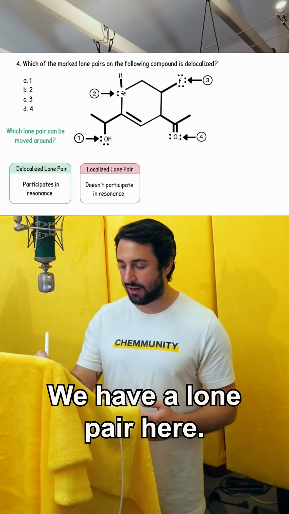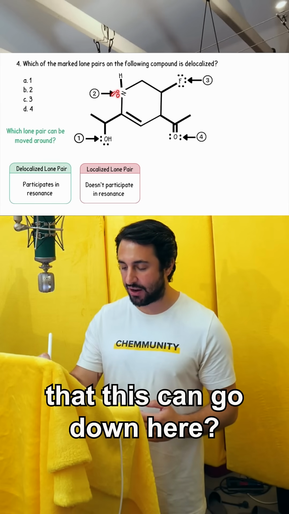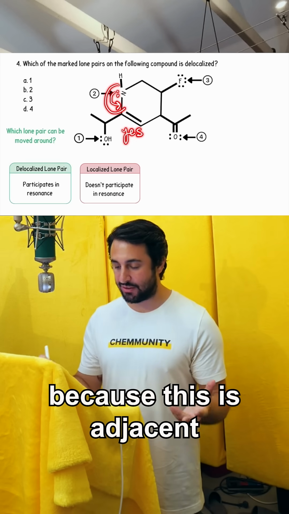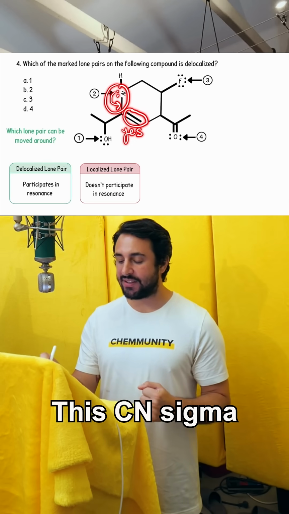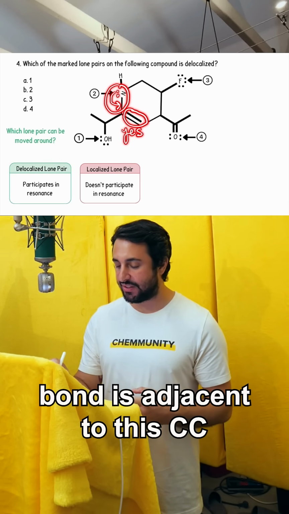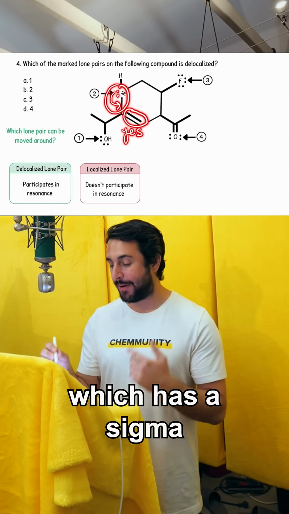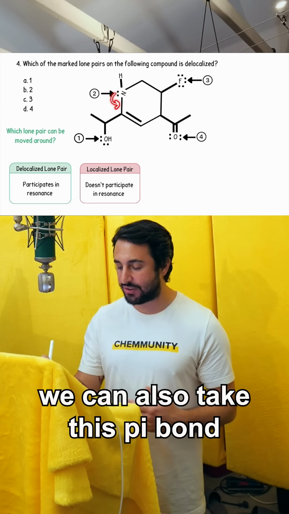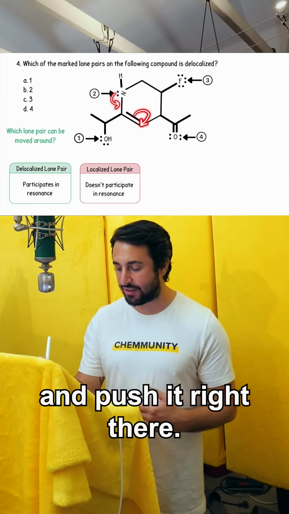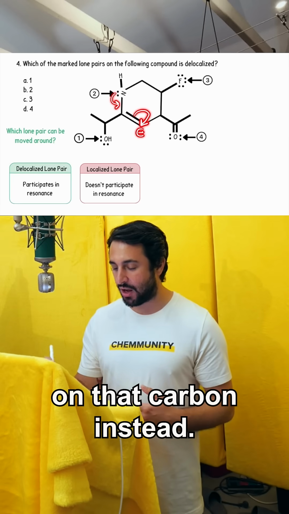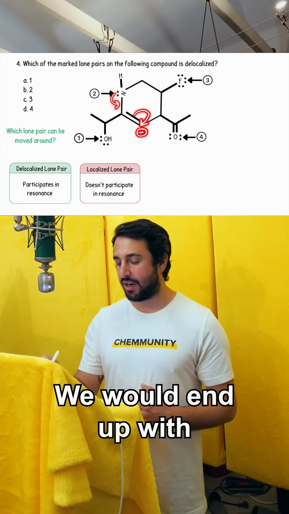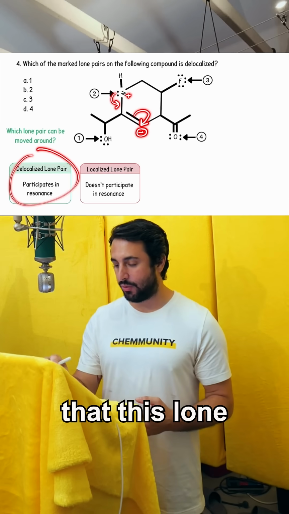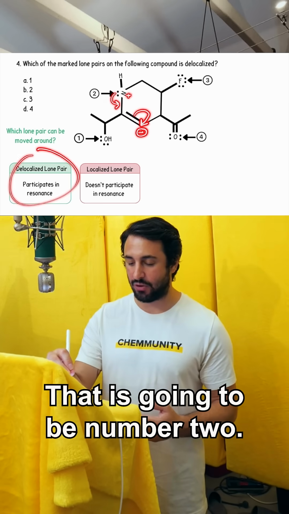We have a lone pair here. Is it the case that this can go down here? Well, in this case, it actually can, because this is adjacent to this pi bond. This CN sigma bond is adjacent to this CC double bond, which has a sigma and a pi bond. So if we push this lone pair down like that, we can also take this pi bond and push it right there, and we could put the anion on that carbon instead. We would end up with N plus and C minus. This is the case that this lone pair is delocalized. That is going to be number 2.